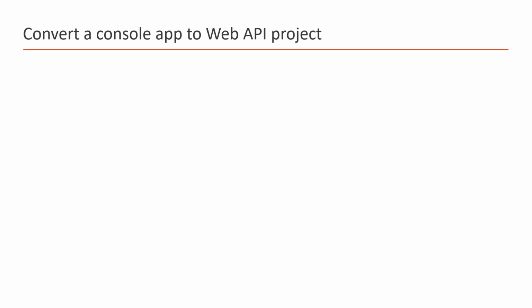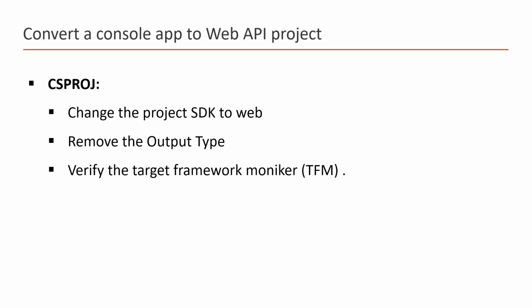Here are some steps to convert a console application to a web API project. First of all, we need to make some changes in the csproj file. What changes? We need to change the SDK in the csproj file. We need to remove the output type and we need to verify what is the target framework moniker.